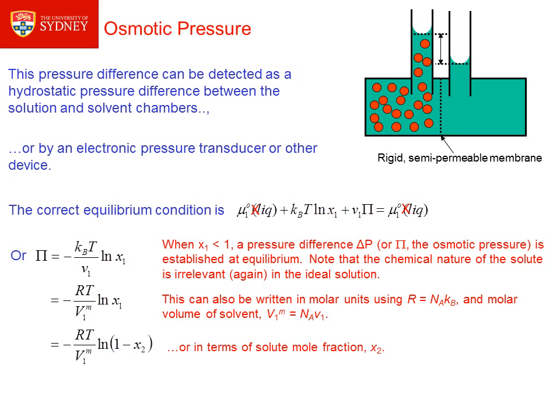We can also write this in terms of the solute mole fraction x2. x1 plus x2 must add up to 1 for a simple solution, so we can replace the mole fraction of the solvent with 1 minus the mole fraction of the solute. All of these are equally useful and perfectly general expressions for an ideal solution.